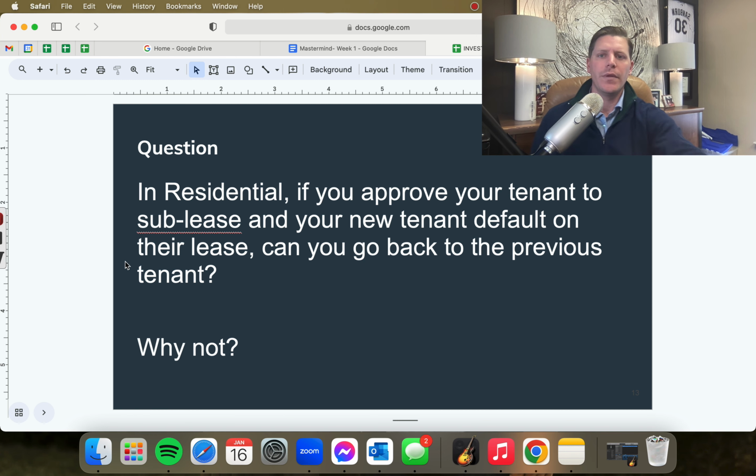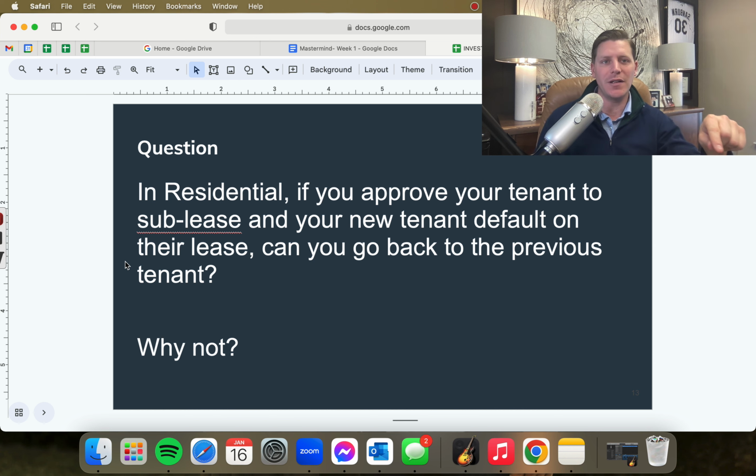Okay. So another question. In residential, if you approve your tenant to sublease and your new tenant defaults on their lease, can you go back on the previous tenant? Why not? Why can't you do that? If you had a guy that's owning a single family home in a cul-de-sac, and for whatever reason, the guy has to move to San Francisco because he just got a new job, and that guy subleases the property, and let's say in 6 months that guy stops paying, are you able to go back to the guy in San Francisco? No, that guy's long gone. You got no chance of going and serving that guy.